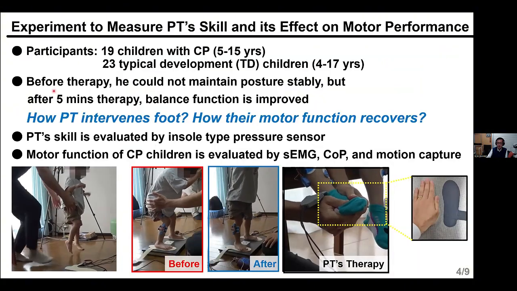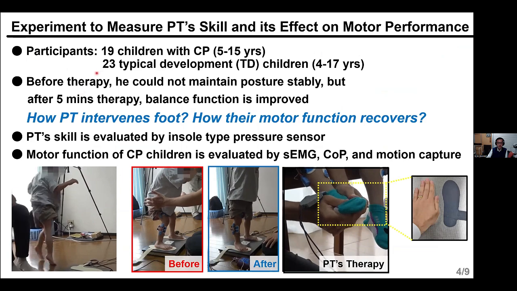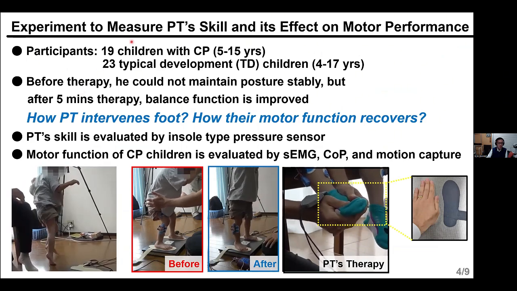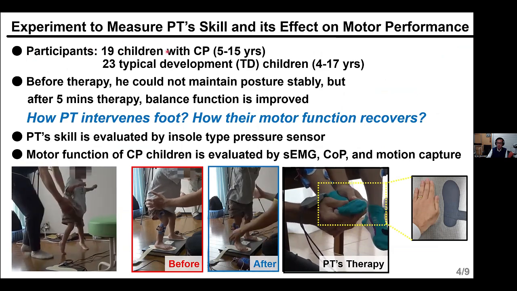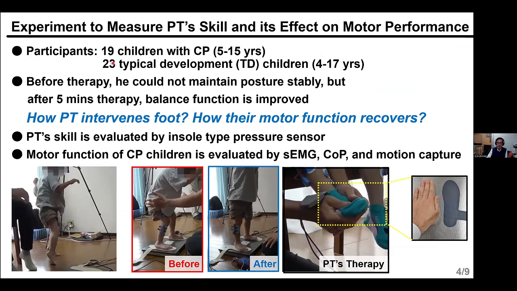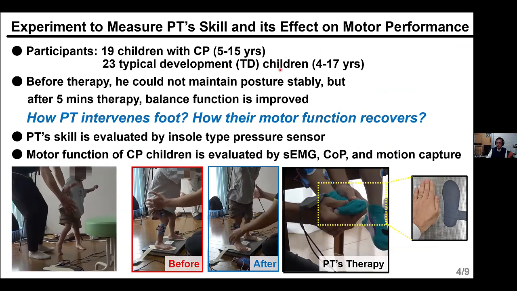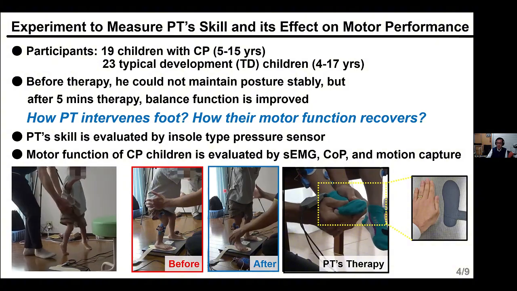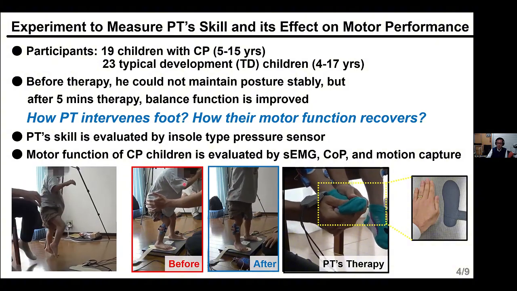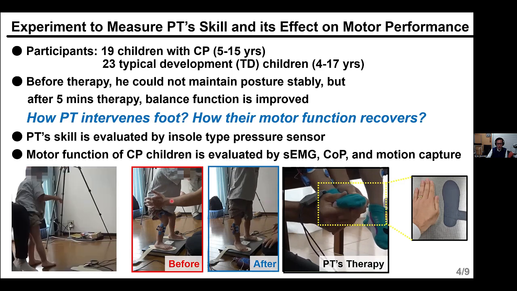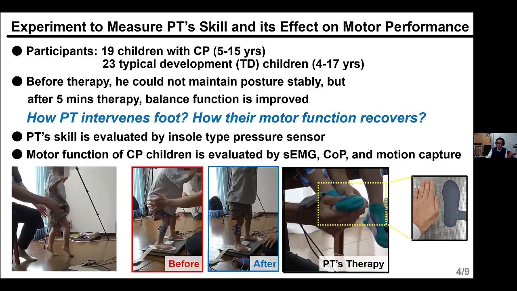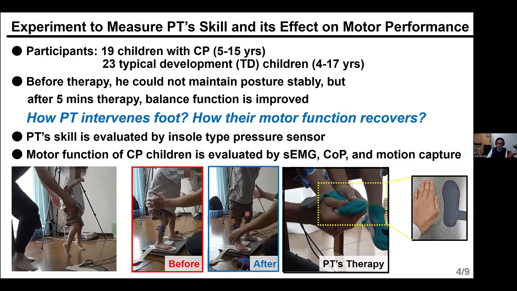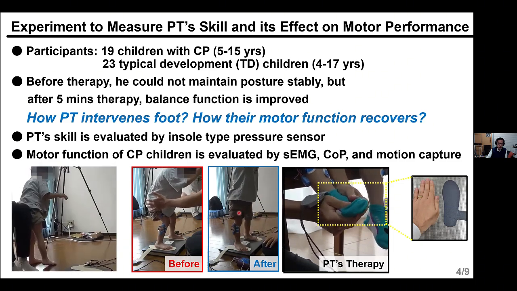We conducted an experiment to assess the PT's intervention and its effect on motor performance. We had 19 children with CP and 23 typically developing children. This is, again, an example of a patient. Before the physical therapist's therapy, he could not maintain the posture stably, but after 5 minutes of rehabilitation, balance function seems to improve.